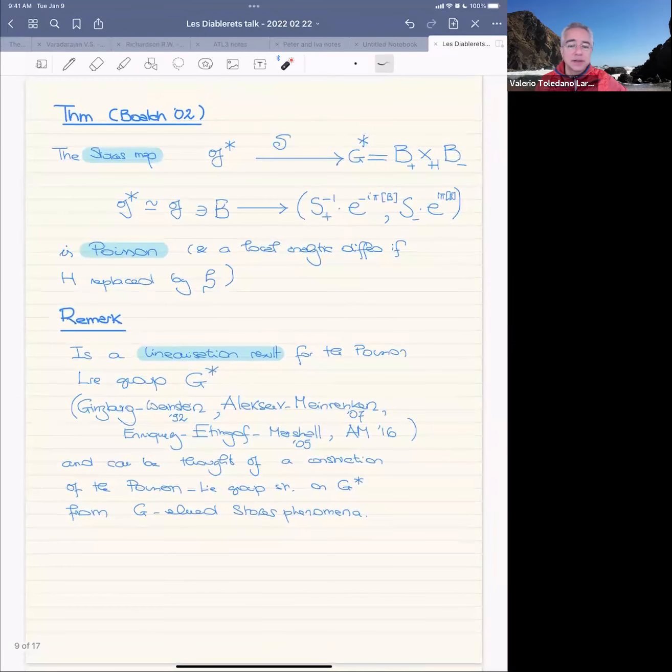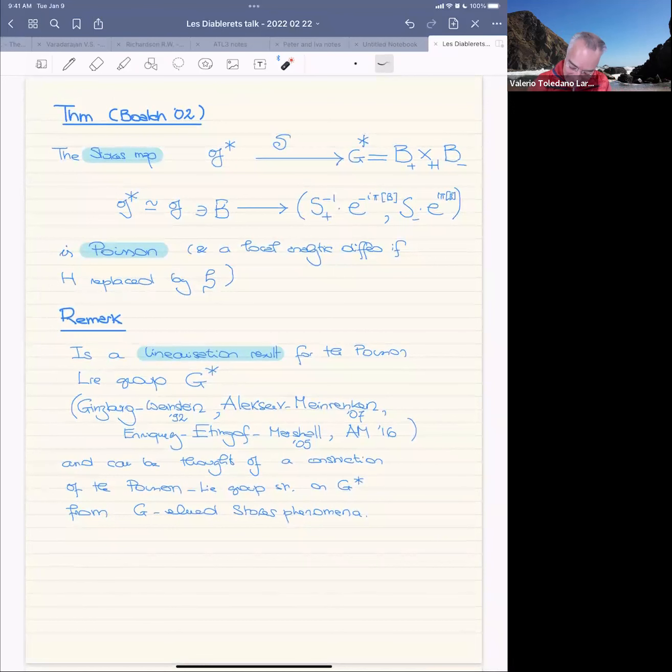But maybe I should ask if there are any questions at this point. So we covered the quantum story. This is the construction of the quantum group via the dynamical KZ equations, and now Boalch's construction of the dual Poisson Lie group using Stokes data. Any questions?